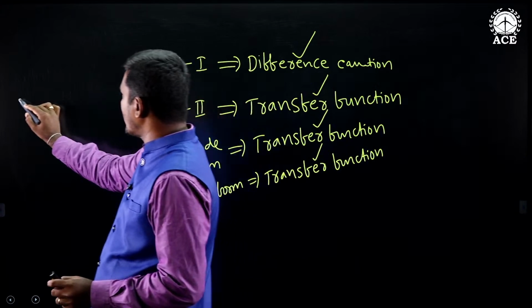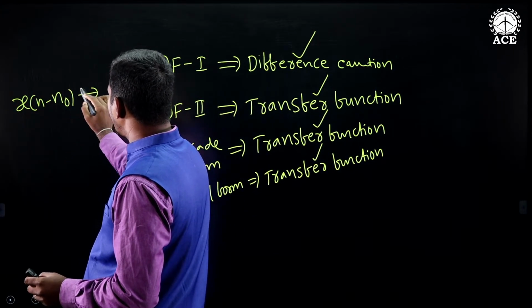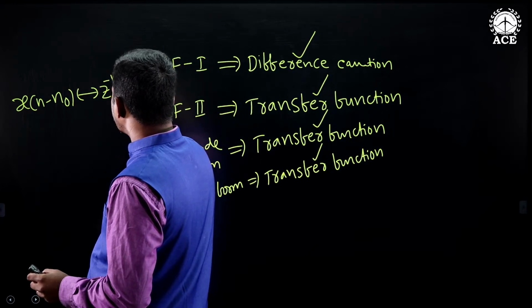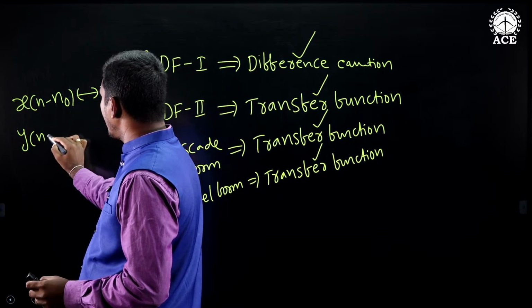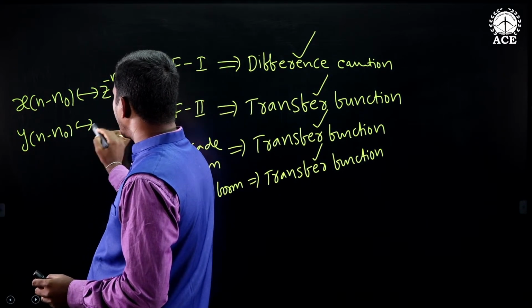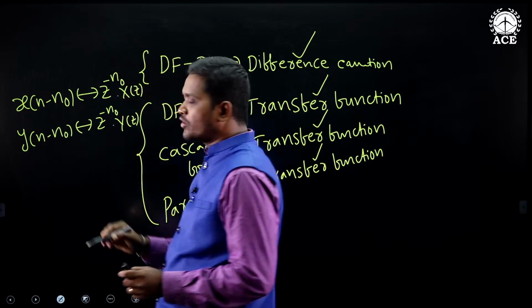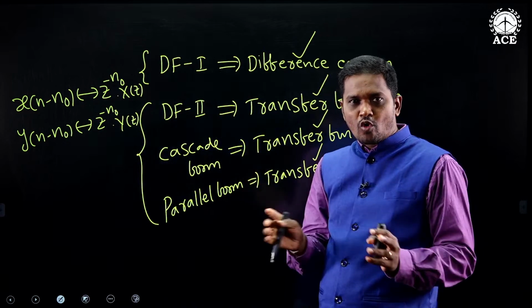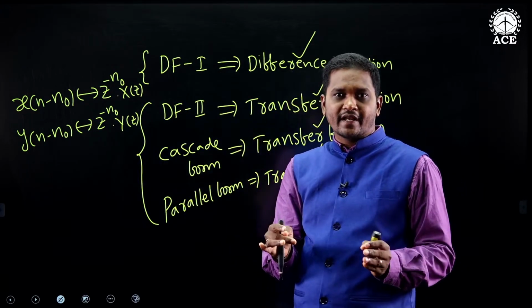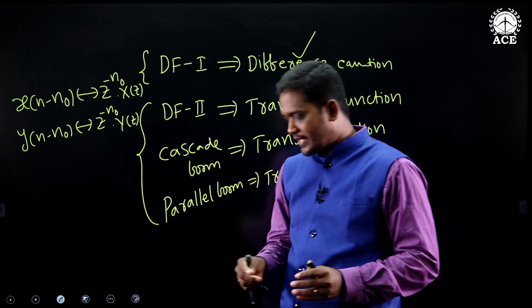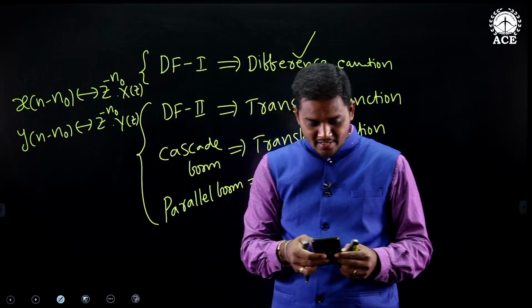For all these methods, you have to know the fundamental time shifting property. The z transform of x of n minus n naught is z power minus n naught into x of z. Similarly, the z transform of y of n minus n naught is z power minus n naught into y of z. Follow these two. These are the overall points of direct form 1, direct form 2, cascade form and parallel form. This is about realization of filters.